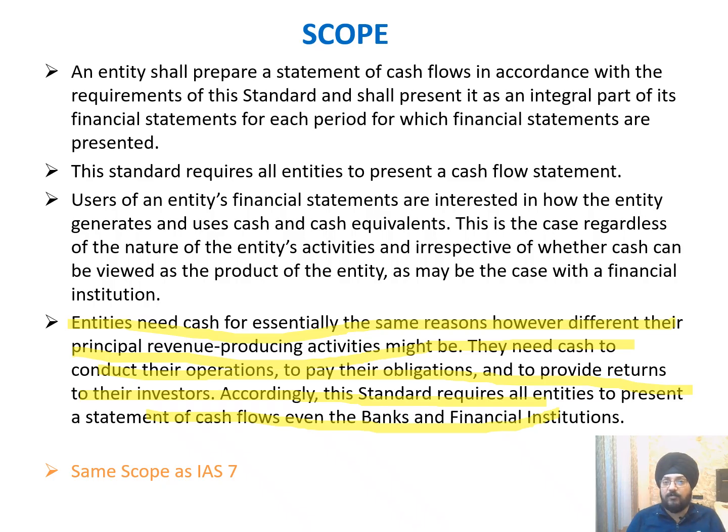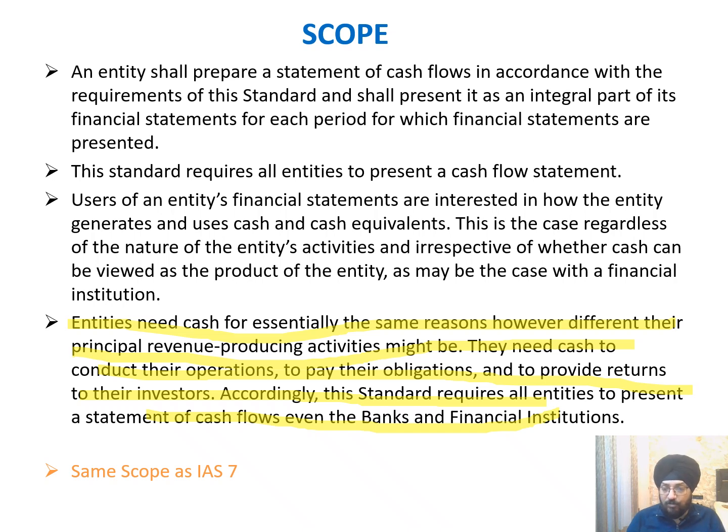So the objective is to make sure that it represents, and the scope is that it has to cover all the movement of the cash starting from the beginning of the financial year. They have to ensure that whatever movements are done in the cash in the form of various activities, this is operating, financing, and investing activity, and what is the closing balance of the cash and cash equivalent.